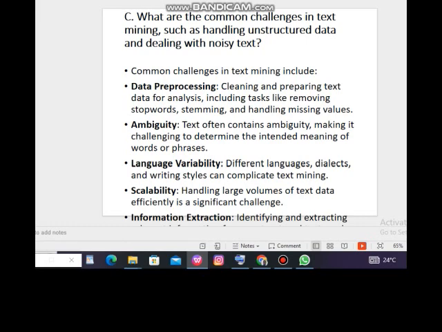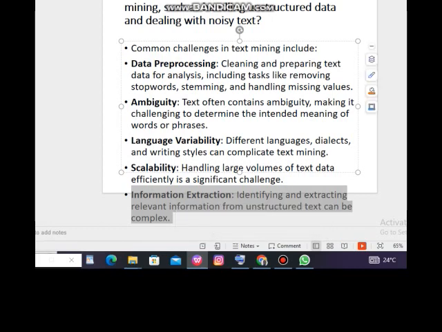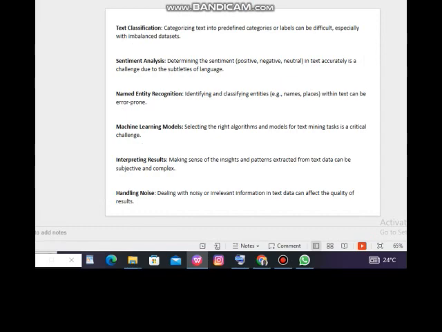Scalability. Handling large volumes of text data efficiently is a significant challenge. Information extraction. Identifying and extracting relevant information from unstructured text can be complex. Text classification. Categorizing text into predefined categories or labels can be difficult, especially with imbalanced datasets. Sentiment analysis. Determining the sentiment, positive, negative, or neutral, in text accurately is a challenge due to the subtleties of language.